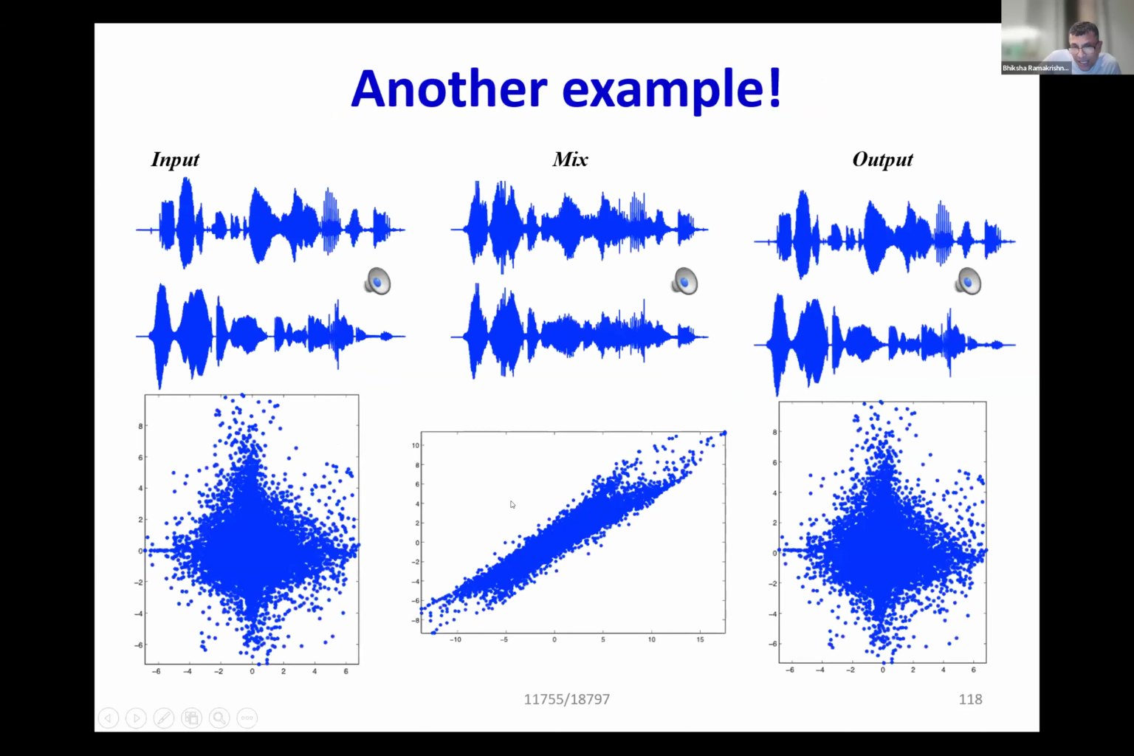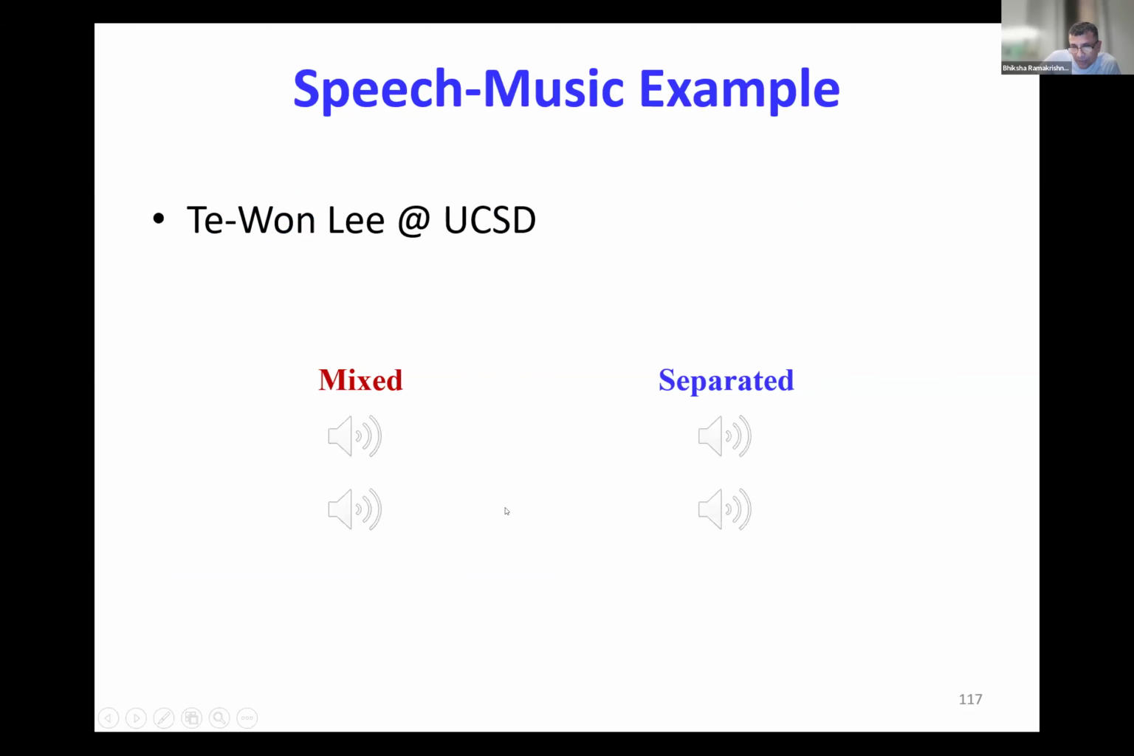So can you tell me why this is not perfect? Anybody? Why is this not perfect? Is it because we're only approximating the independence? You're only approximating independence. You're coming close, but it's not exact.